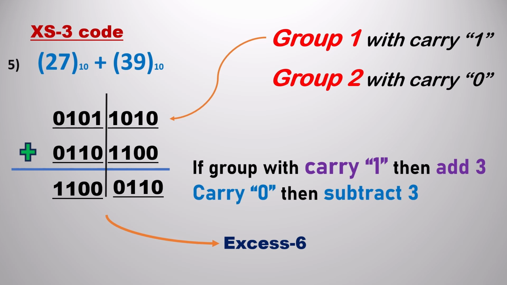So we should not subtract 3 directly from both groups. We are going to subtract when the carry is 0. We are going to add when the carry is 1. So the first group carry is 1, so we are going to add 3. For the second group the carry is 0, so we are going to subtract 3. That becomes our final answer, not this. We are not going to subtract 3 from both of them. That's the main thing of this XS3 code, and that makes this problem somewhat tricky.